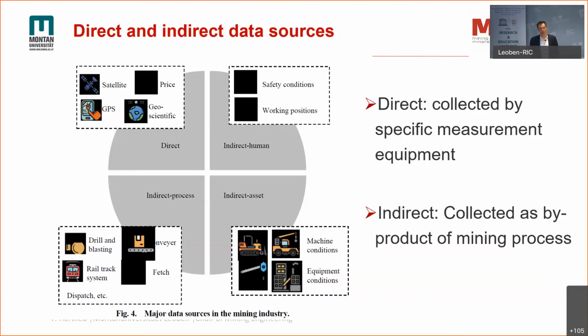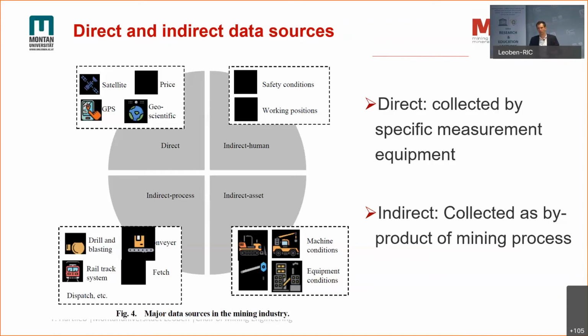But then you have lots of indirect data. Data that you measure or that you assess because something else is happening. Safety conditions or the working position would be something that is indirectly assessed by humans. You have indirect data from the processes. So from the drilling and blasting process, this is the process that you're doing anyway, but you can measure the drilling and blasting process. You can measure torque on the drill rig, the pressure on the drill rig, the forces acting on the drill rig. That would be indirect data because you do the drilling process anyway.